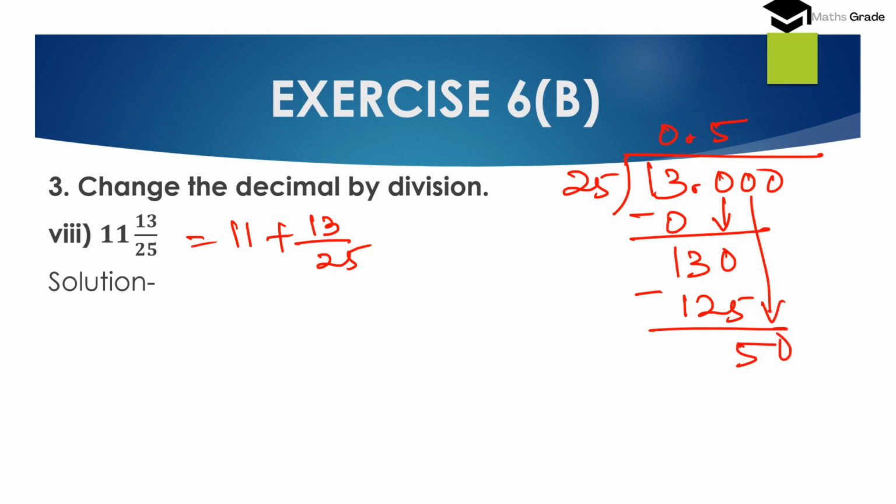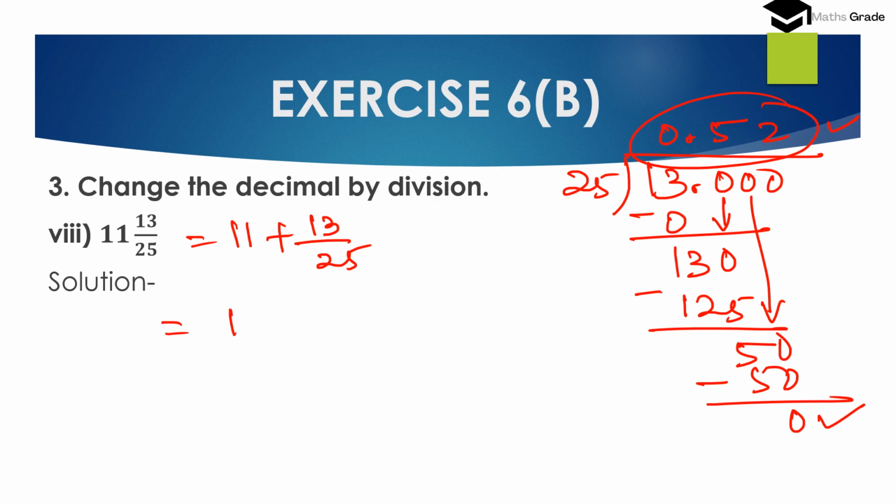Now in the table of 25, if we multiply 25 with 3, which is 75, which is more than 50, so we have to multiply 25 with 2, and 25 multiplied with 2 is 50. Now 50 minus 50 is 0. Now 0.52 is the decimal form of the fraction 13 divided by 25.